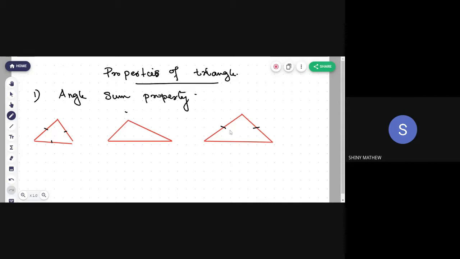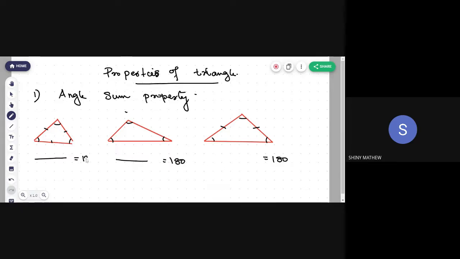This way you draw three triangles on a paper after today's class. It is an assignment for you. Draw three types of triangle, and measure each angle of those triangles using a protractor and write the measurements there. Then add the three angles of each triangle and check if there is any relation. After measuring and adding, we can see the sum of the three angles of any triangle is equal to 180.